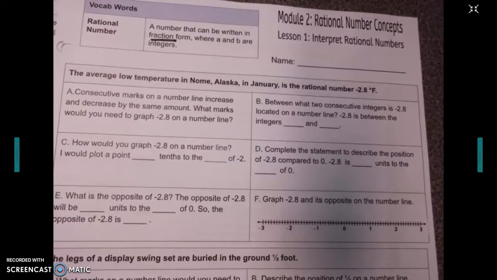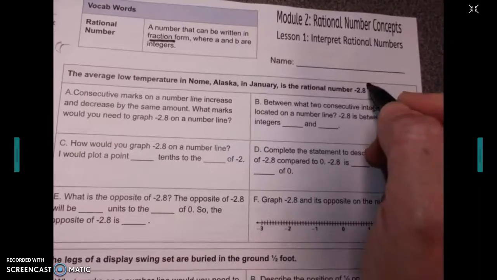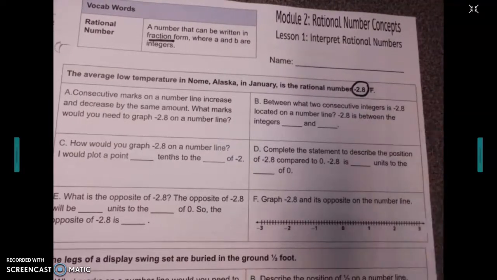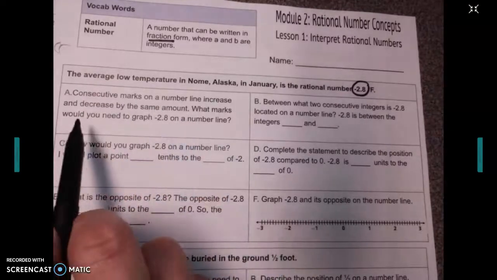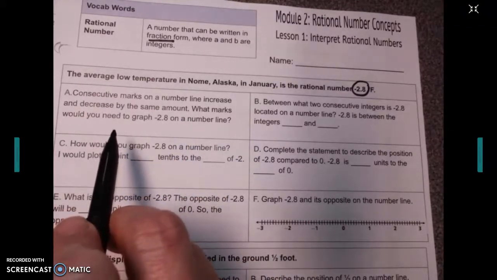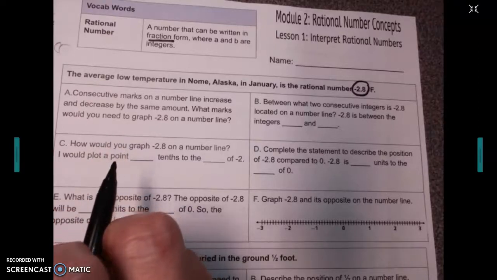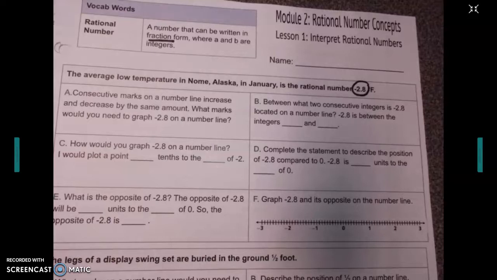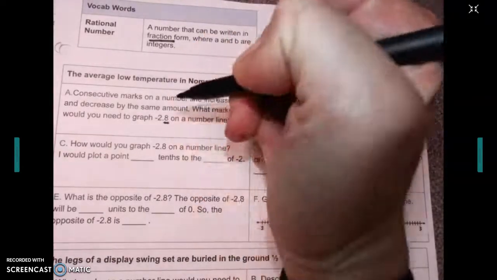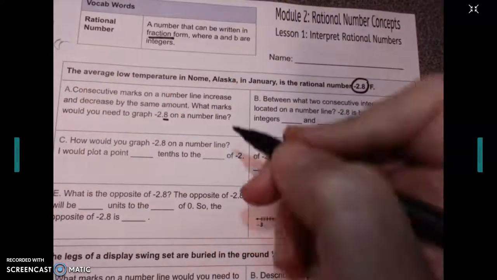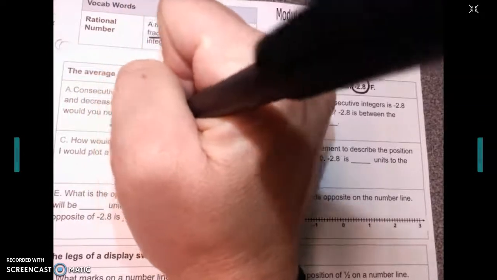The average low temperature in Nome, Alaska in January is the rational number -2.8. Consecutive marks on a number line increase and decrease by the same amount. What marks would you need to graph 2.8 on the number line? Since it's a decimal, we're going to do not just whole numbers. We're going to look at the place value of that 8. The 8 is in the tenths spot, so we need to do tenths spots on our number line.